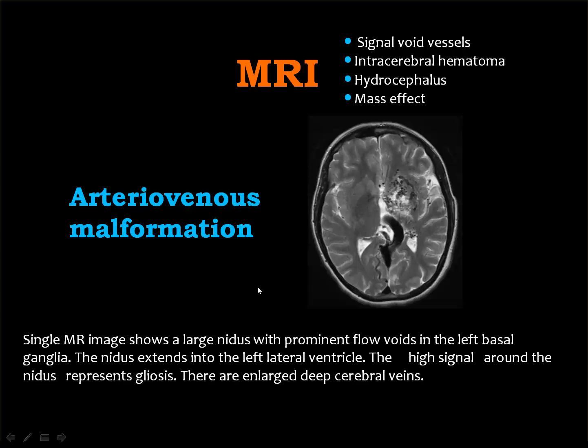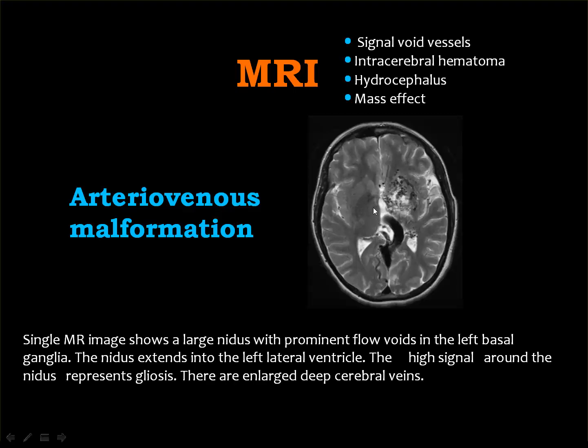Then our role on imaging regarding the arteriovenous malformation is this. Number one is to detect the lesion itself and to say its possible location and size. Then you detect if it is bleeding or not. Then you detect if it causes hydrocephalus or not. And you see if it exerts a mass effect or not.